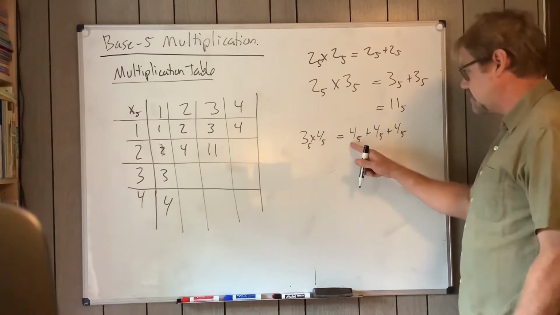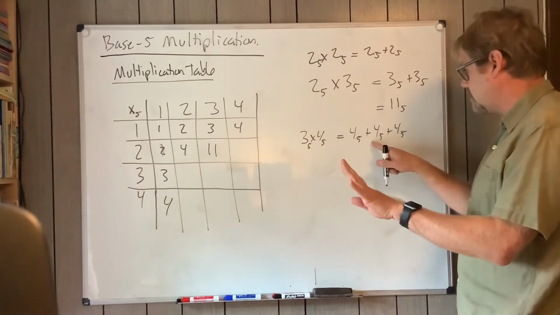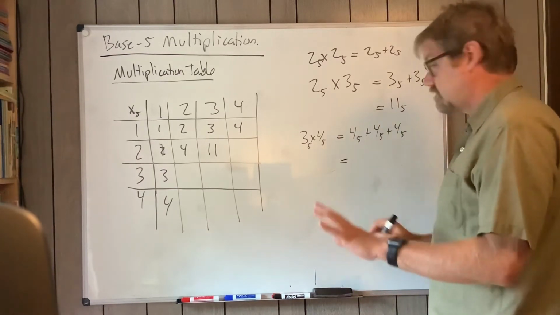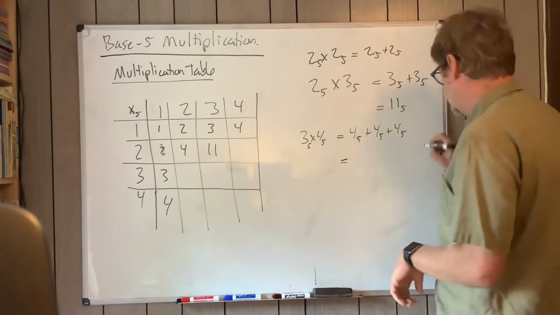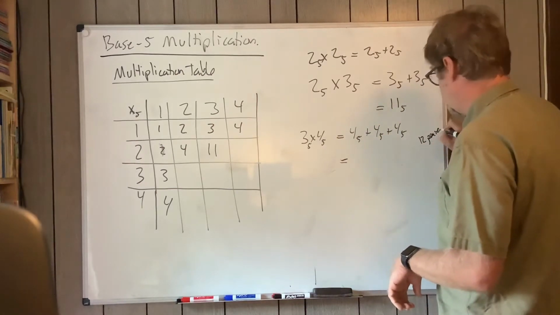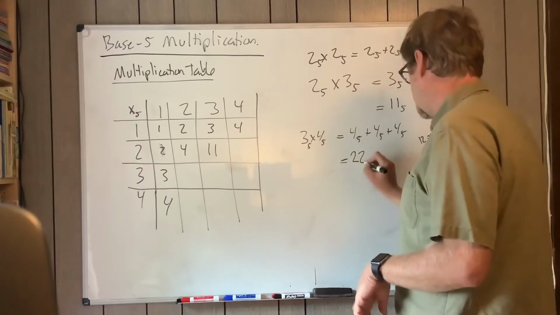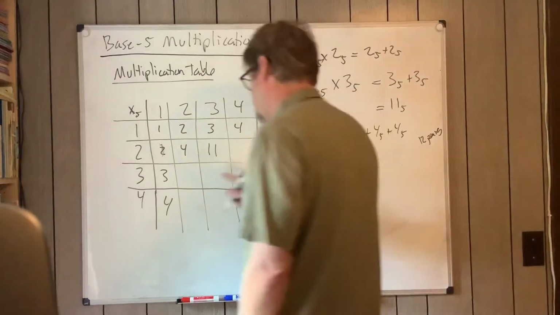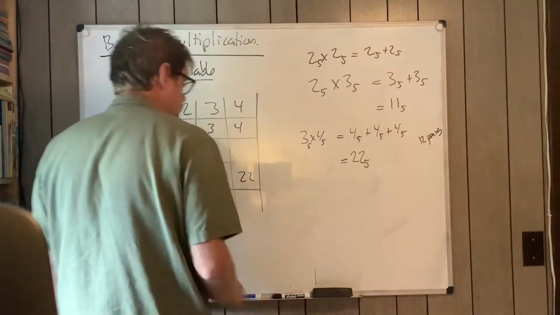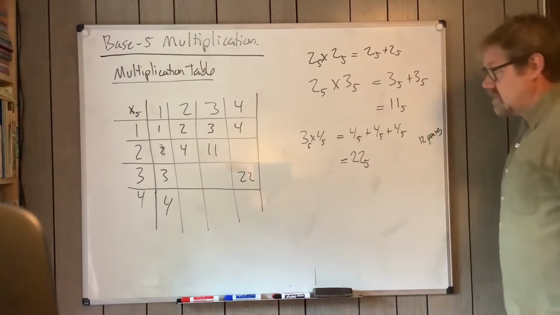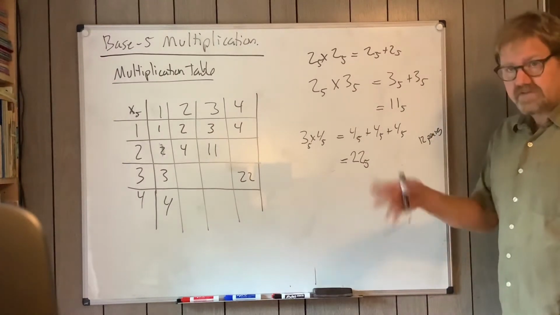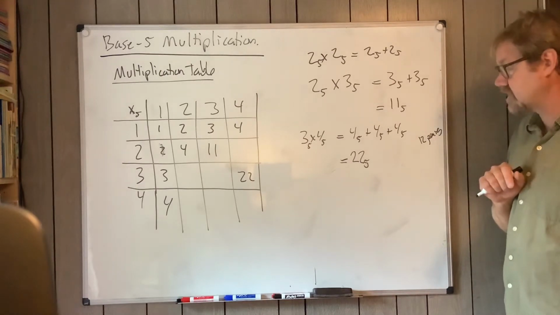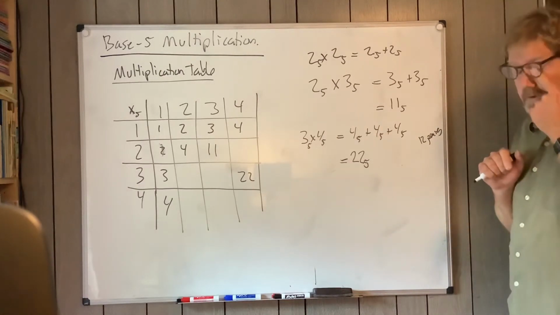So what you need to think about is this: I've got 4 pennies and another 4 pennies and another 4 pennies. So that's 12 pennies, which is 2 nickels and 2 pennies. So this 3 times 4 is 2, 2. And I don't say 22, that connotes decimal stuff, so it's just 2, 2. Okay, I'm going to leave the rest of that to you.